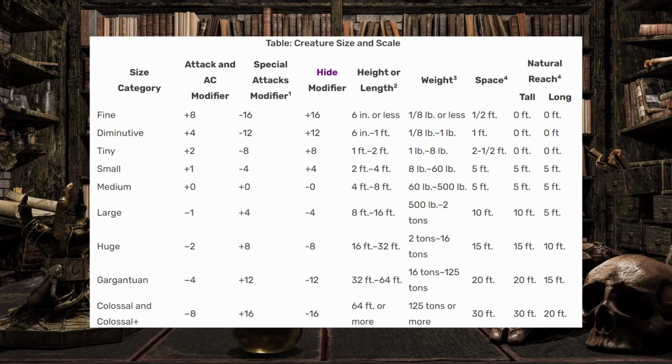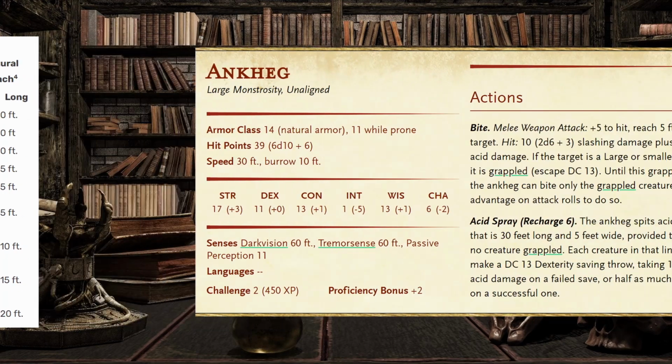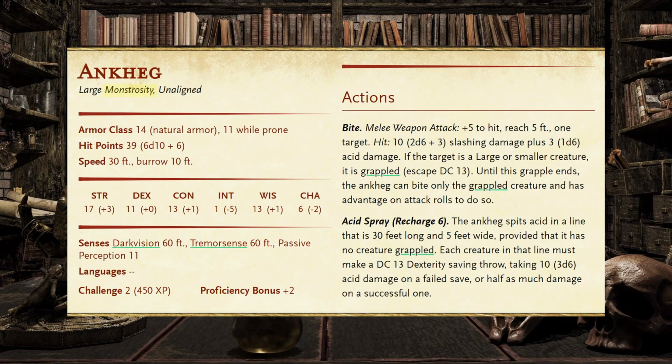Using the 3.5 edition Dungeon Master's Guide, shown here, Ankhegs can be between 8 and 16 feet tall and weigh between 500 pounds and 2 tons. Their creature type is monstrosity. Monstrosities are monsters in the strictest sense of the word, and serve as a catch-all category for creatures that don't really fit into any other category.